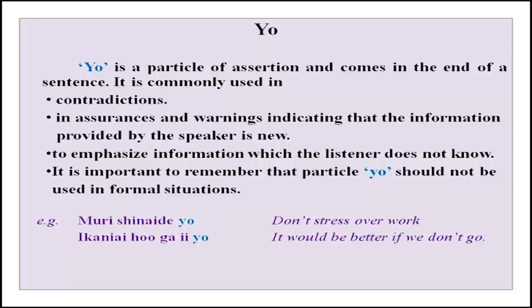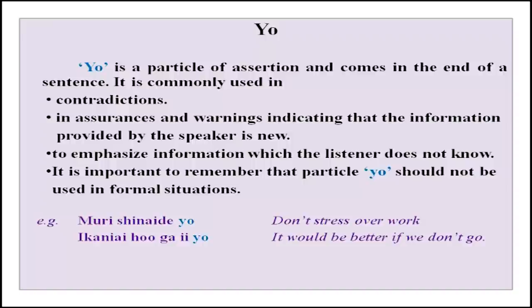Well, you have it right here. Yo is a particle of assertion and comes at the end of a sentence. It is commonly used in contradictions, in assurances and warnings, indicating that the information provided by the speaker is new, to emphasize information which the listener does not know. And it is important to remember that particle yo should not be used in formal situations and also to seniors most of the time, especially to teachers, to people who are senior to you in age or in rank. For example, over here you have ikanai hoga ii yo, it is better that we do not go. Muri shinai de yo, don't stress over work.